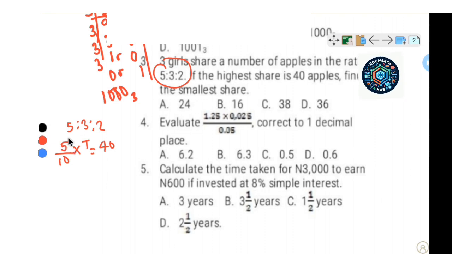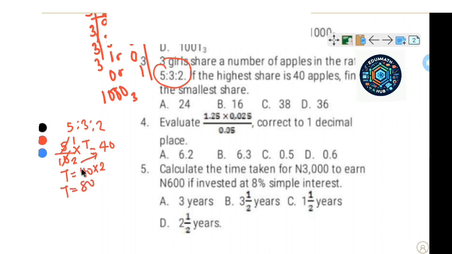So we divide. 5 here 1, 5 here 2. Then cross multiply. So T will be equal to 40 times 2. Then you get T equals 80. So you know that 80 apples were shared.